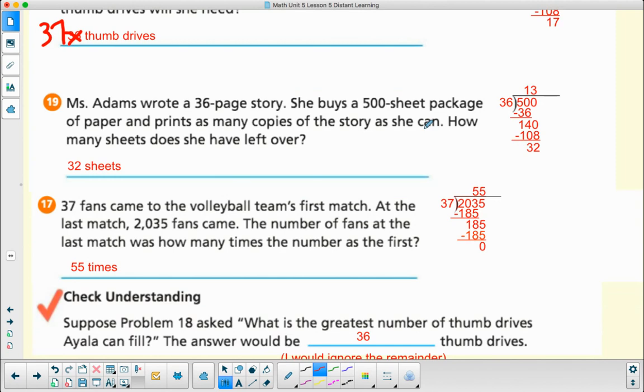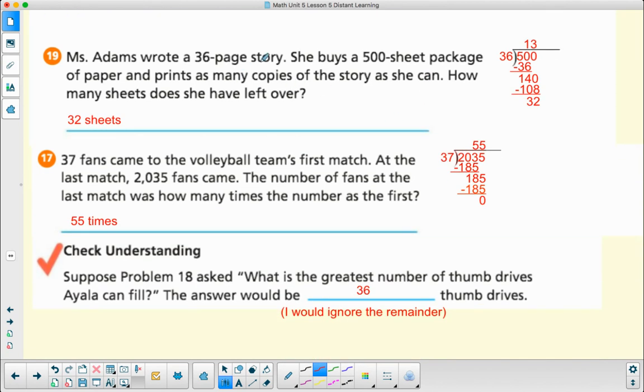Number 19, Miss Adams wrote a 36-page story. She buys a 500-sheet package of paper and prints as many copies of the story as she can. How many sheets does she have left over? Well, she had 500 sheets. It takes 36 sheets. She had 13 groups of 36, so that would be 13 copies of her story. But the 32 is what's left of the 500 pages. It's 32 sheets that she has left over.